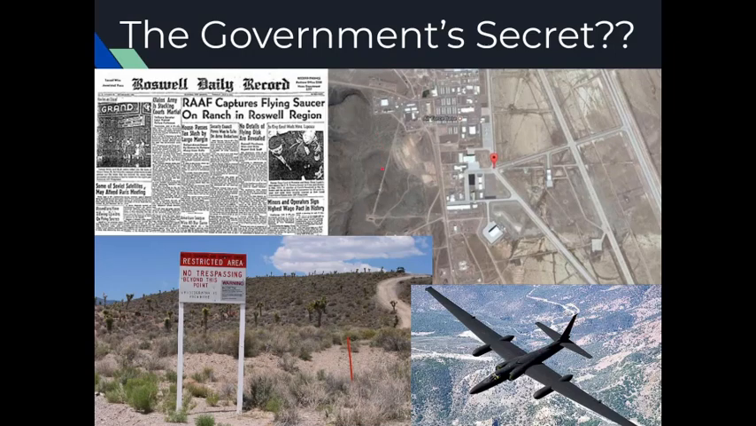All right, let's talk a little bit about the government and what the American government knows and what it's done, what it's been complicit in the last 100 years or so. I mostly want to bring up two main events, two main aspects, two main topics. The first one is going to be Area 51, of course.